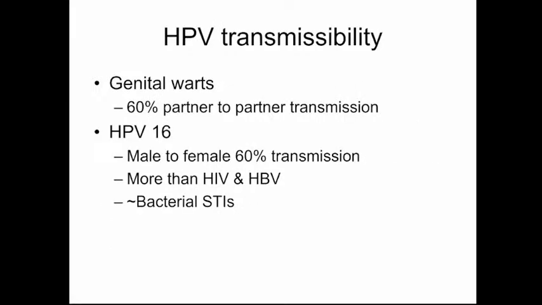Transmissibility of HPV, 60% partner-to-partner transmission. For HPV type 16, male-to-female transmission is about 60%. That is higher than HIV or hepatitis B virus, okay, and equivalent to the transmission rate of bacterial STIs. So you can see it's highly transmissible, up to 60%.